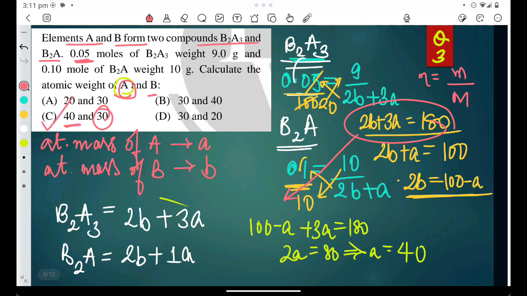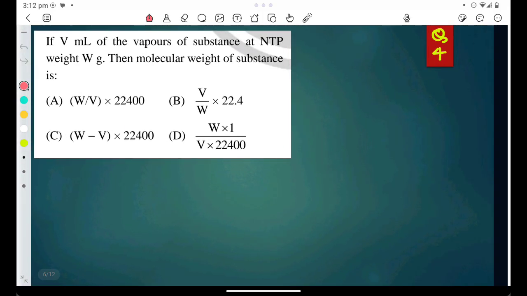So of that b, it is going to be 30 only. You can calculate by here. So 2b is equal to 100 minus a, that is 40. 2b is 60. So we get b as 30. So the atomic mass of b is 30. So this is option C, our answer. Moving to the next question.